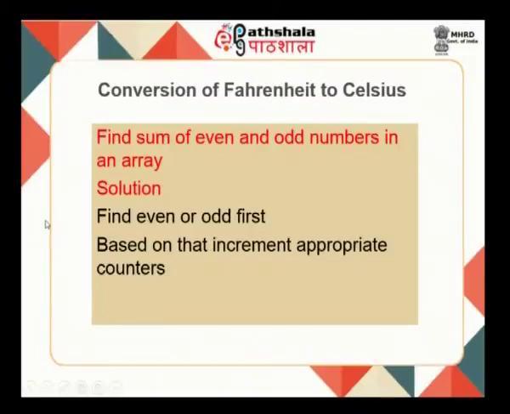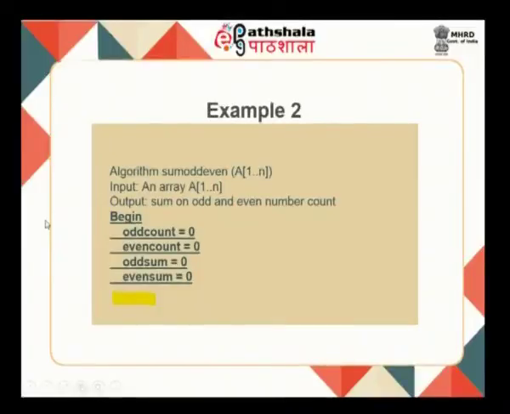So, the next problem is finding the sum of odd and even numbers of an array. Fine. Let us assume that you are given an array. The array consists of n numbers. The numbers can be odd or even. So, the problem is you have to find the sum of odd and even numbers, and also you have to find the number of odd or even numbers that are present.